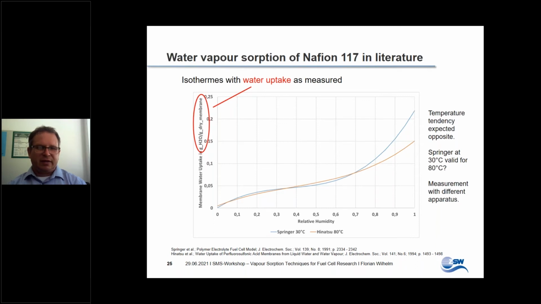Sprenger and colleagues assumed that their measurement for 30 degrees Celsius would also be valid for 80 degrees Celsius. That is what they write in the text of their paper. So maybe that is not perfectly true, that you can simply transfer these results, but this is what is quite often used in modeling.